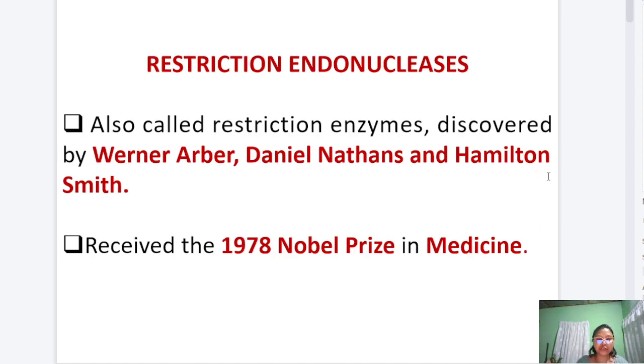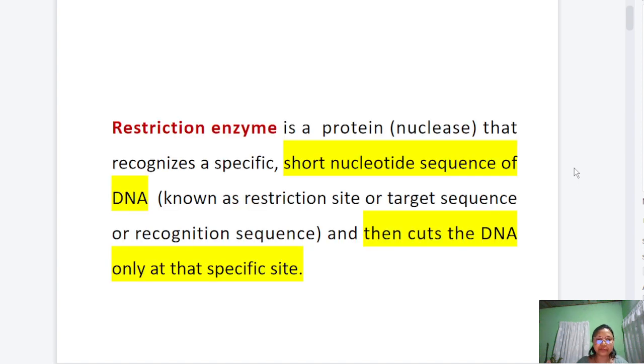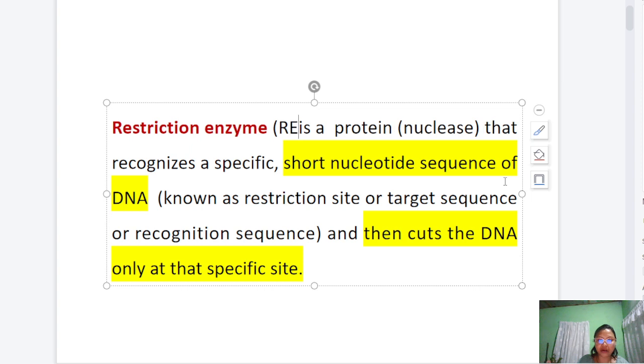Restriction endonucleases are also known as restriction enzymes, and they were discovered by Werner Arber, Daniel Nathans and Hamilton Smith. For this, they received the Nobel Prize in the year 1978 in medicine. In short, let me write here, they will be known as RE.